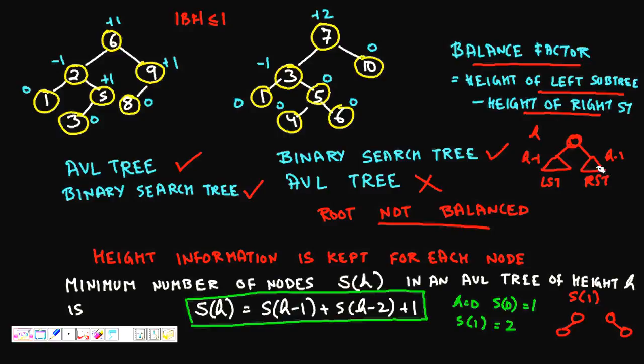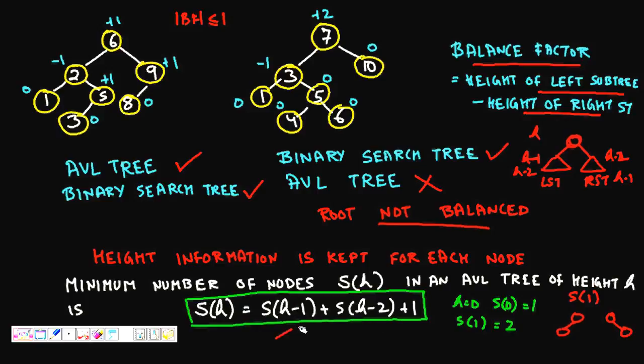But what we want is to have the minimum number of nodes. In an AVL tree you can have a balance factor equal to 1, so these can differ by 1. So if this is h minus 1, I can have this as h minus 2, such that overall the tree height is h, but we have the minimum number of nodes. If we have h minus 1 in the left, the right subtree will be h minus 2. So S of h is S of h minus 1 plus S of h minus 2.